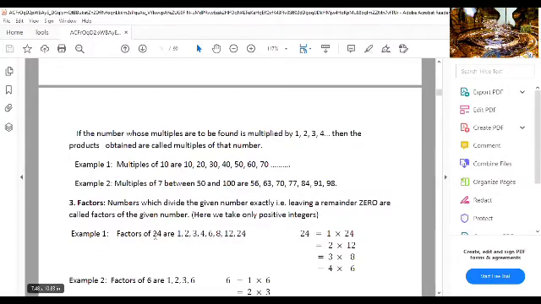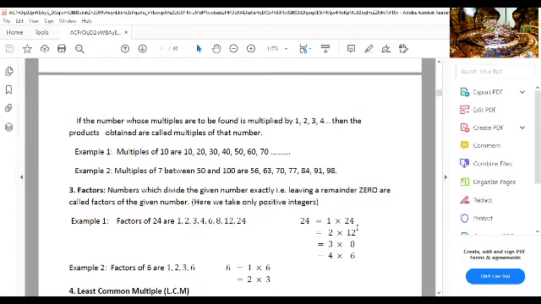Here we take examples. Factors of 24. 24 factors can be written as follows. 24 equals 1 times 24, which is 24. 2 twelves are 24. 3 eights are 24. 4 sixes are 24.